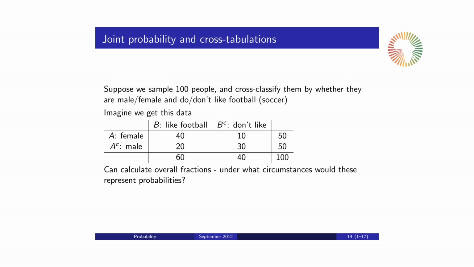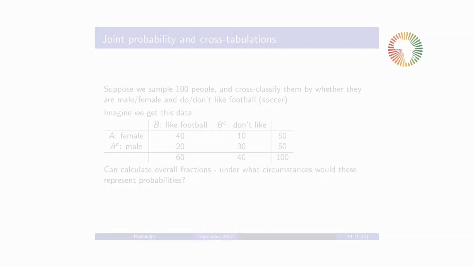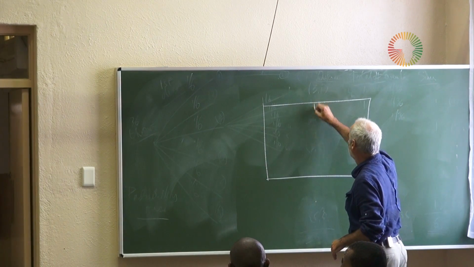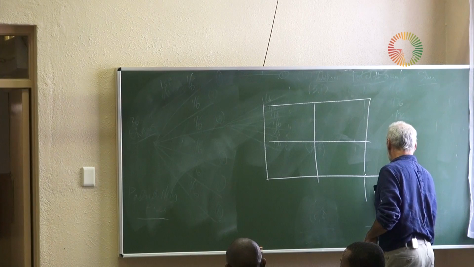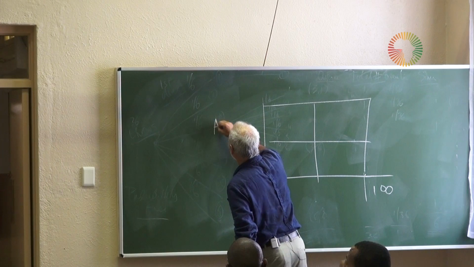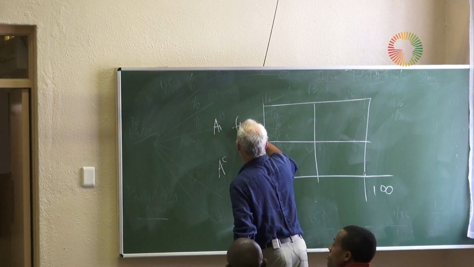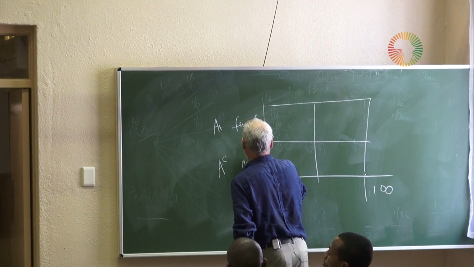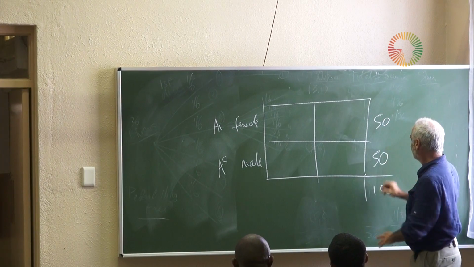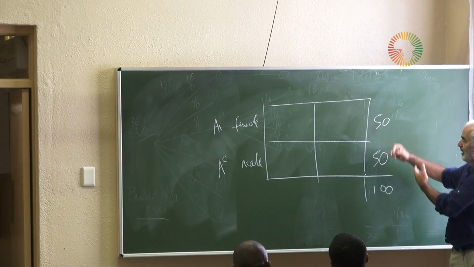Okay, here's some data I've made up, because I don't know how plausible it is. This is to do with gender and preference for football or soccer, whatever you want to call it. So let's pretend I've done a sample of 100 people. And I've got female, A, and A complement. A is being female, and A complement is being male. I did a sample of 100 and found 50 women and 50 men.